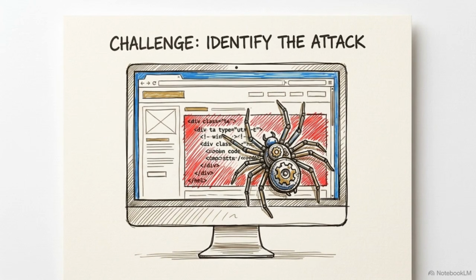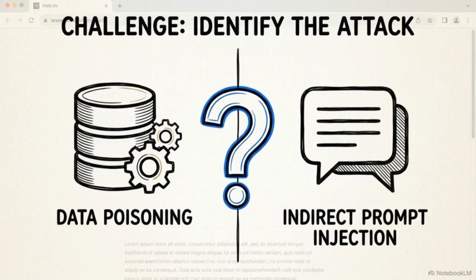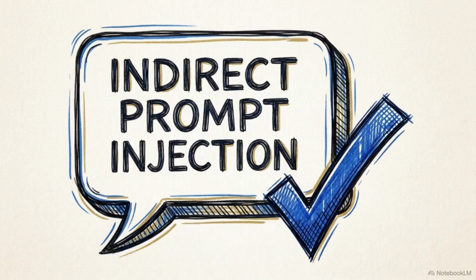Let's look at a specific scenario. If a web scraping AI reads a hidden command on a live web page and begins behaving incorrectly, is that data poisoning or prompt injection? Because this occurs during active deployment rather than foundational training, the answer is indirect prompt injection.